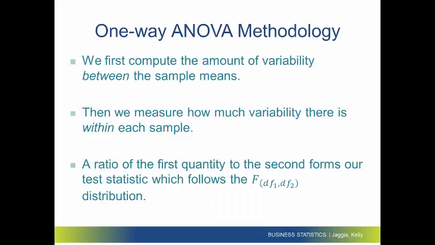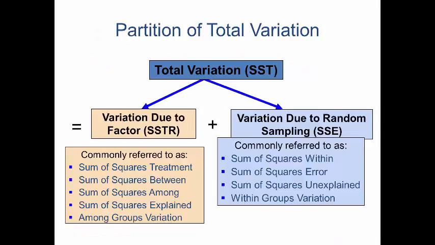Okay, so for the one-way ANOVA, the reason it's called analysis of variance is that we calculate the variability between the groups and the variability within the groups. The ratio is then calculated, and this is known as the F-statistic.